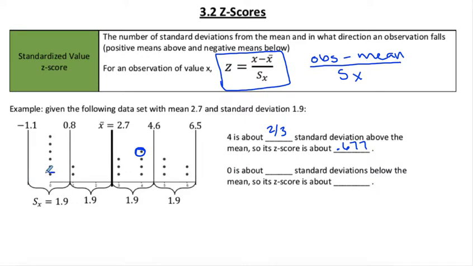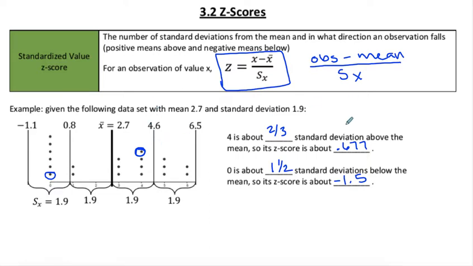0 is down here. So it's going to be about how many standard deviations below the mean. It's more than 1, and maybe 1.5. So it's 1.5 standard deviations below the mean this time. So its z-score is going to be negative, because that's indicating it's lower than our average, about negative 1.5. And this is just eyeballing what it is.